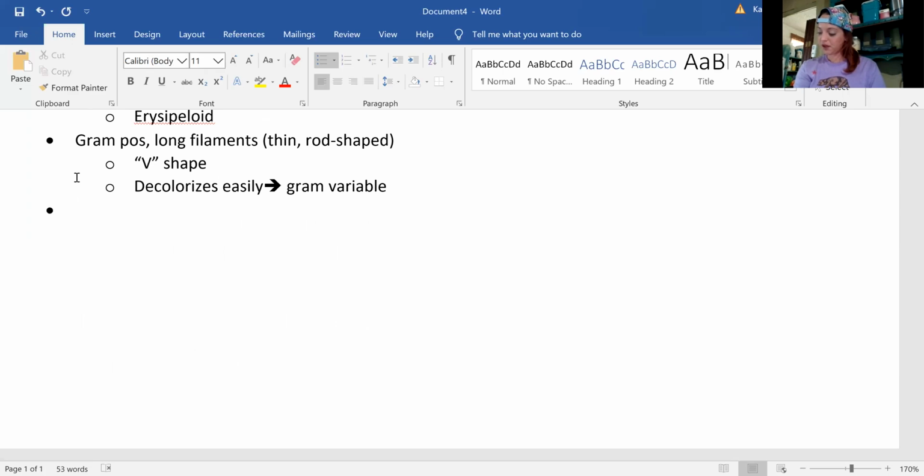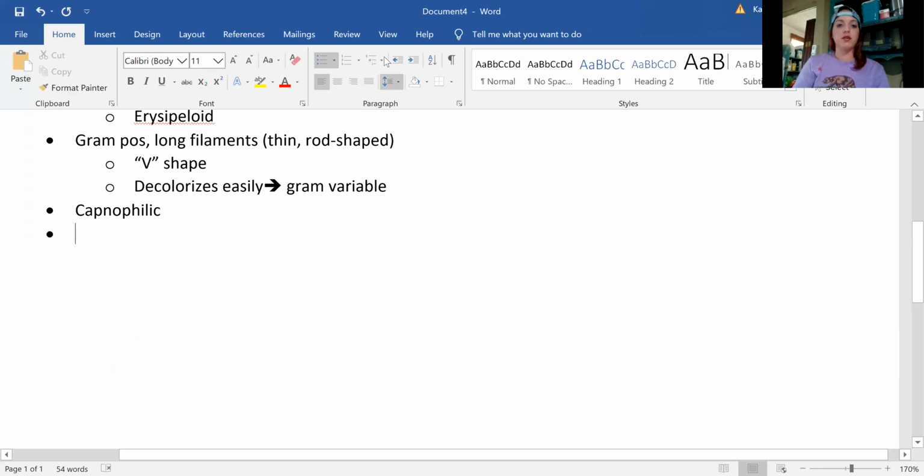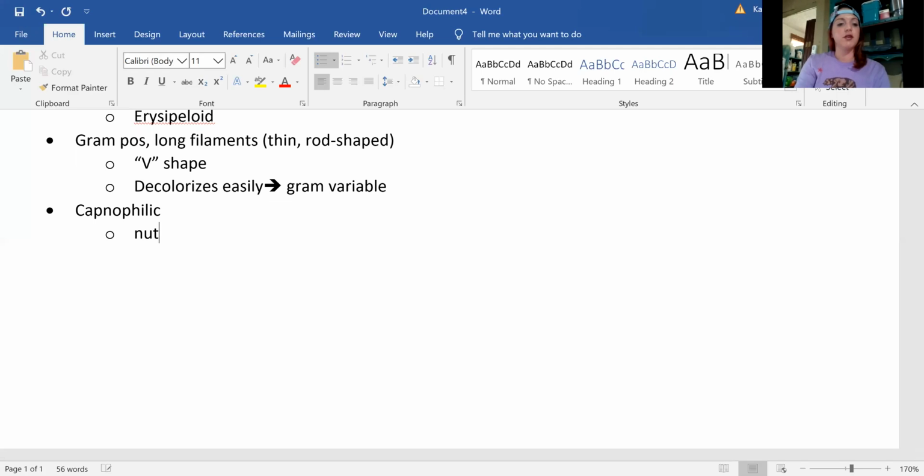Capnophilic. That's a good one. Yep. And so for desired plating, it notes that it needs to be on a nutrient broth, broth with 1% glucose, incubated in 5% CO2 at 35 degrees, which is like your capnophilic, right? But if you do not associate those together, then I would go ahead and include this note. If you do associate those together, then you don't need it.